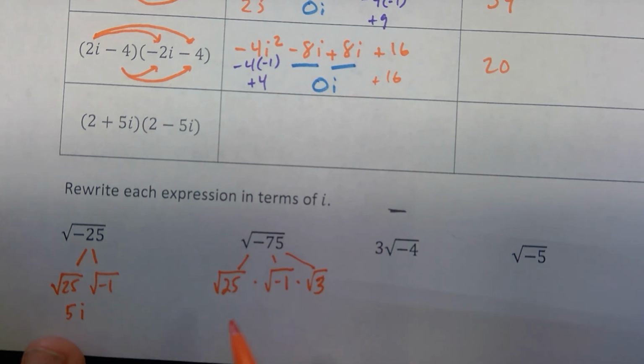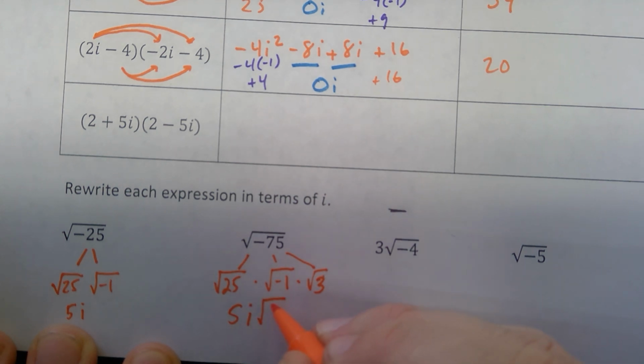Okay, now I know that 25 goes in there 3 times, and 25 is a perfect square. I can look on my chart to see that. That's going to give me 5. Square root of -1, that's going to give me i. And then this square root 3, I know that nothing multiplies by itself to make 3, so I'm just going to do square root 3.